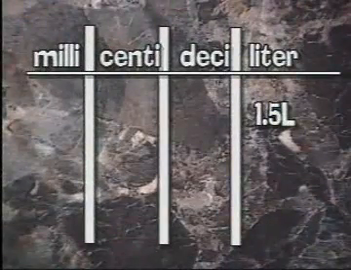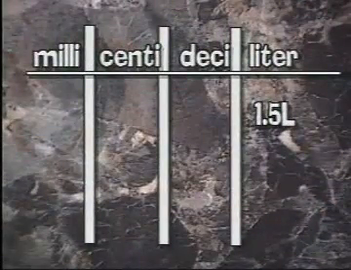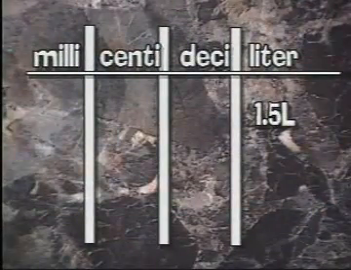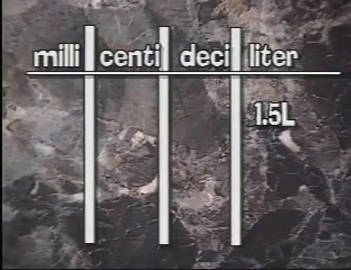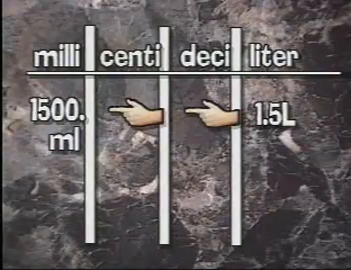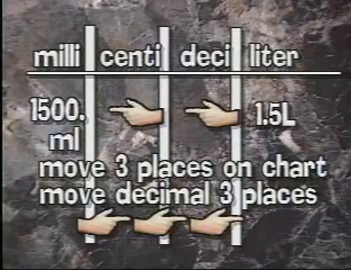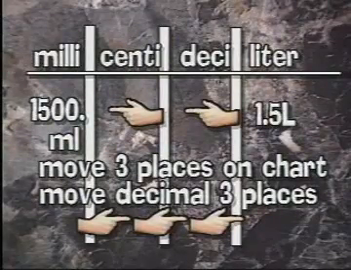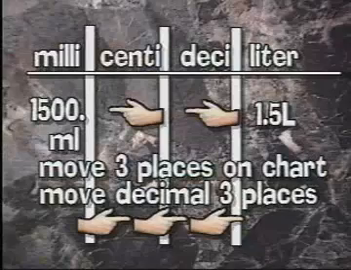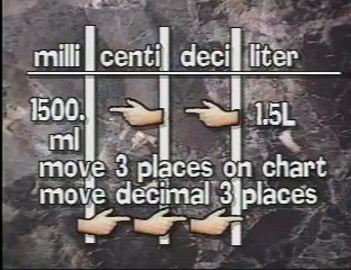Now, if we had a larger amount of liquid, let's say 1.5 liters, we could change it to any unit easily. The number of milliliters is 1,500. Remember, no multiplying or dividing with awkward units. Just move the digits and then move the decimal point, which is like multiplying or dividing by 10.